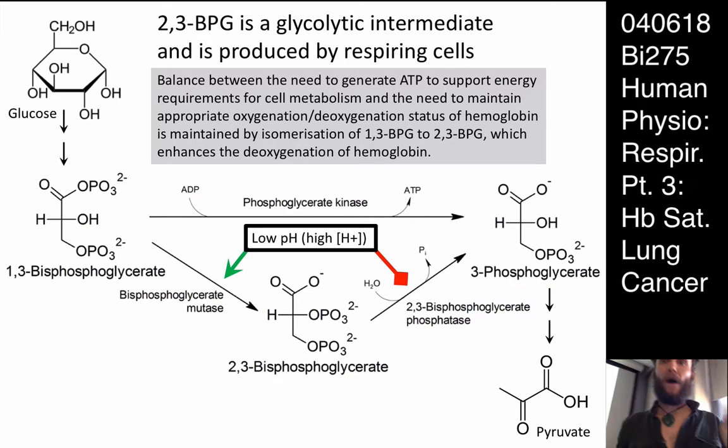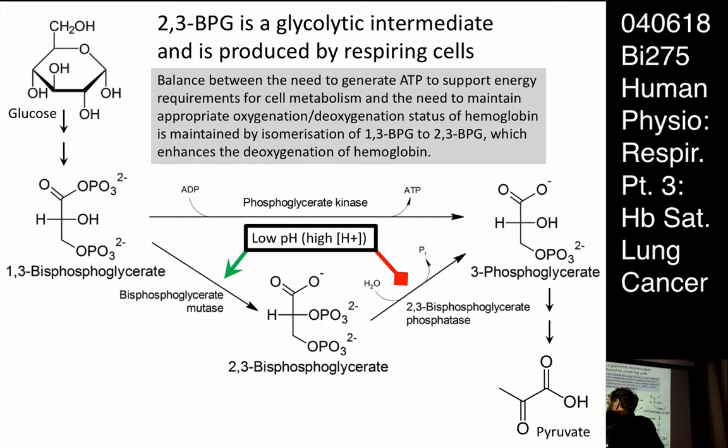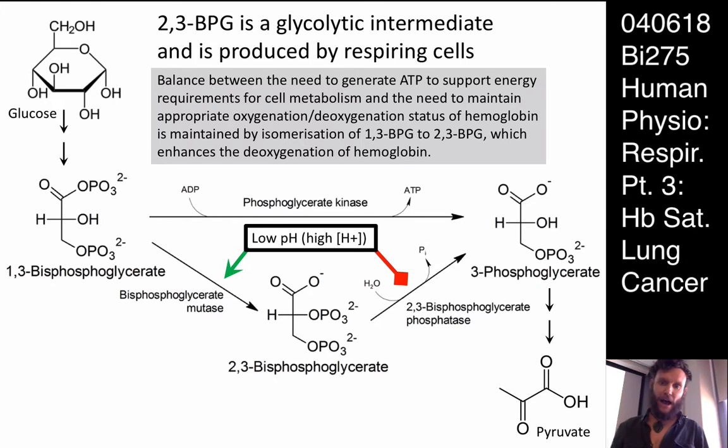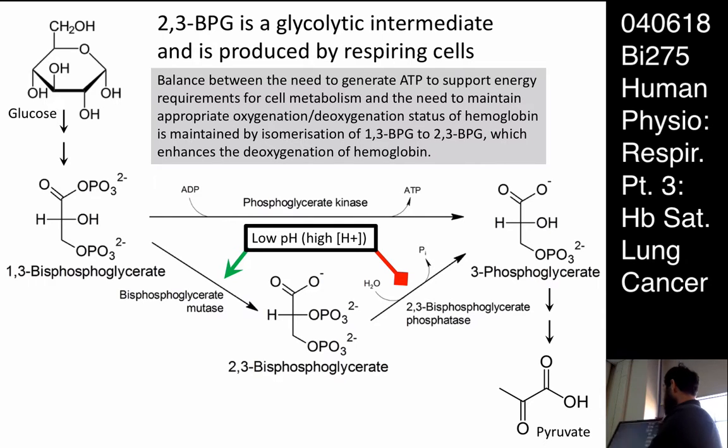However, there is a suite of other enzymes here. Bisphosphoglycerate mutase and 2,3-bisphosphoglycerate phosphatase. Two fun-sounding enzymes, which are affected by the pH in the cell.